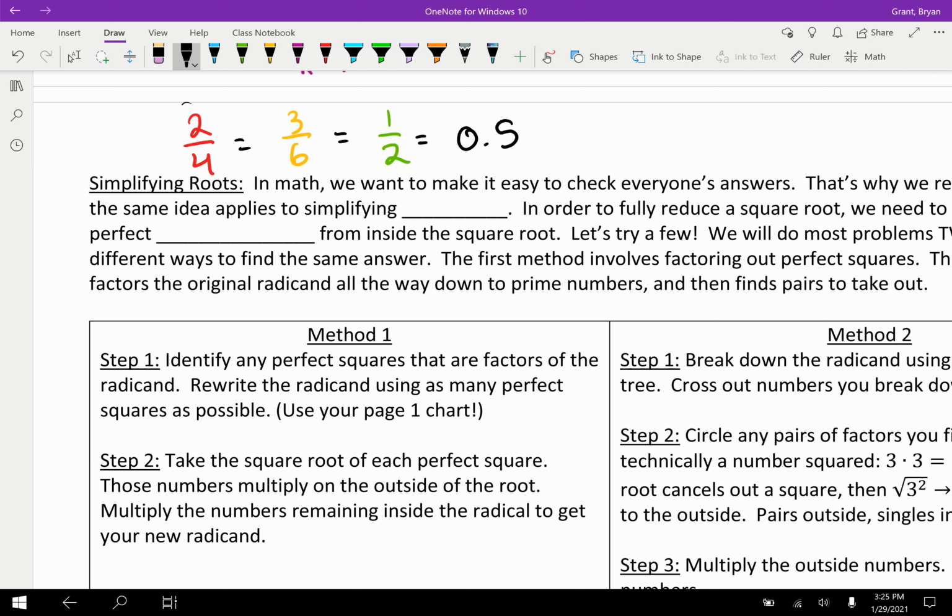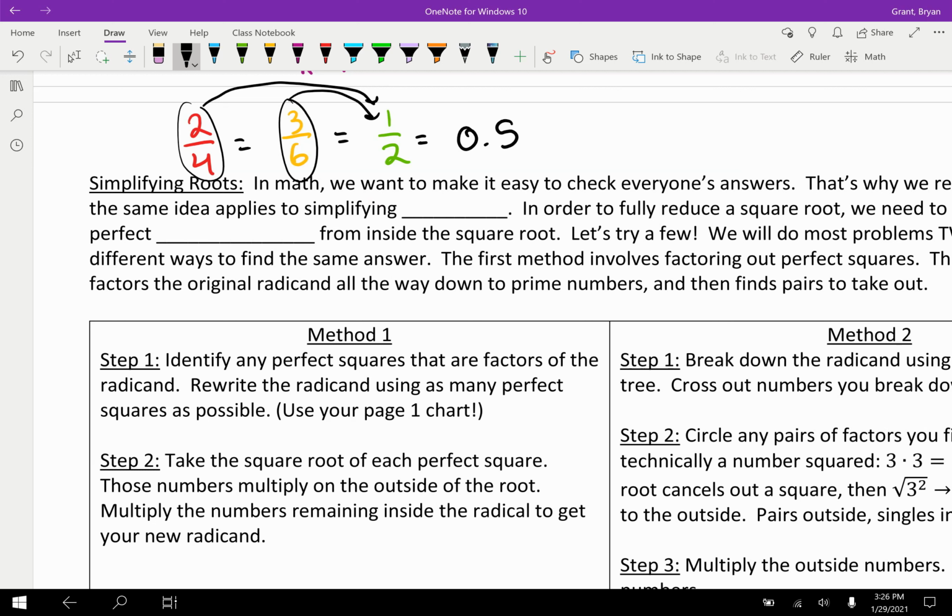You're supposed to take a fraction like 2/4 or like 3/6, and you're supposed to do what with it? Oh yeah, you're supposed to simplify or reduce it to the most simplified fraction. And with square roots, we want to do the same thing. Now, I said here that we want to make it easy to check everyone's answers, and that's true.